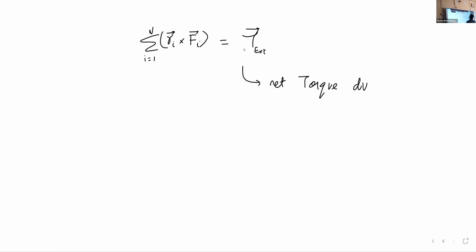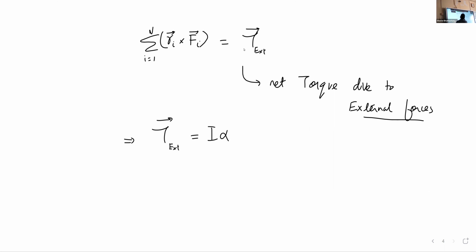So now by definition, this quantity, summation R cross F for all the n number of external forces, will be called the net external torque. This is the net torque due to external forces. And therefore that equation becomes: net torque due to external forces is equal to moment of inertia into angular acceleration.